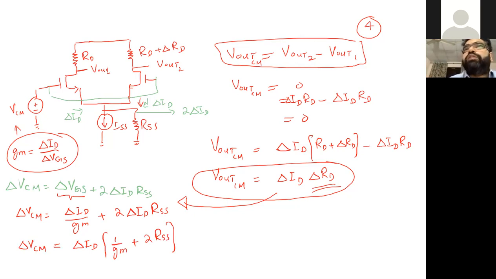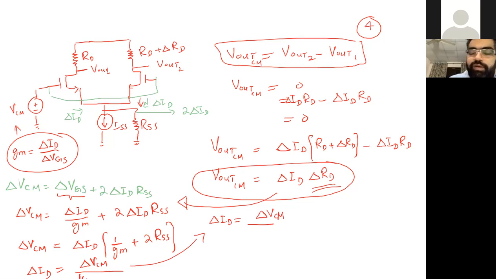We want to find this value of small delta ID, which has come due to that variation in VCM. So what will that delta ID be? We can directly take it to the left hand side. Delta ID will be equal to delta VCM divided by whatever this relation, 1 over GM plus 2 RSS. Let me write it here.